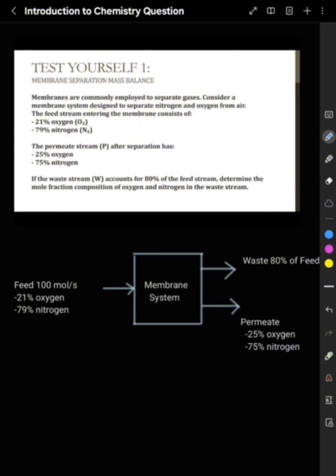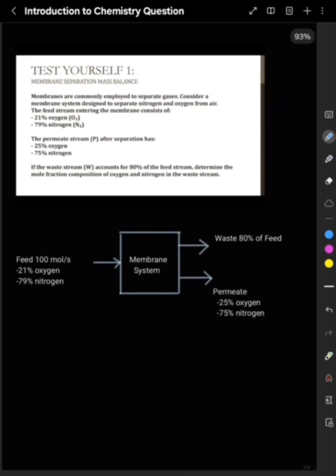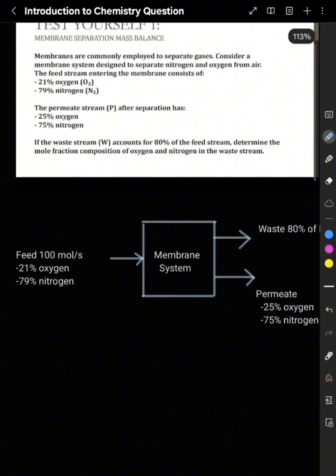If the waste stream, which is W, accounts for 80% of the feed stream, determine the mole fraction composition of oxygen and nitrogen in the waste stream. So first we draw the block diagram and we assume the feed is 100 mole per second.